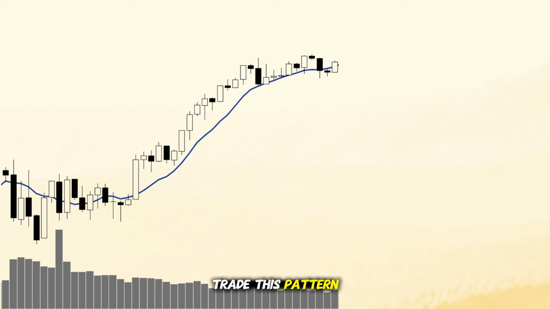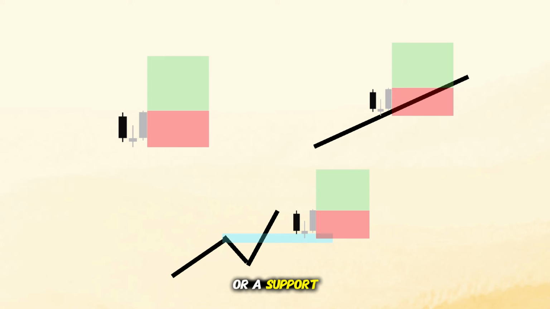Even if we trade this pattern on a trend line or a support zone, the win rate still stays around the same, close to 60%. Why? Because these are the areas where smart money often hunts stop losses or liquidates early buyers. And since the morning star is a strong reversal pattern, many traders enter their buy positions right at these key zones. But what usually happens?